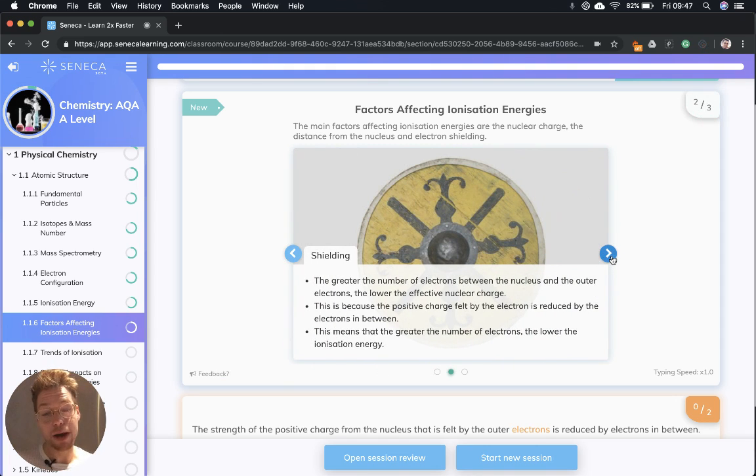Let's move on to talk about shielding, okay? The greater the number of electrons between the nucleus and the outer electrons, the lower the effective nuclear charge. And this is because the positive charge felt by the electron is reduced by the electrons in between. So the greater the number of electrons, the lower the ionization energy. Electrons, they're negative, they repel each other, they're not friends.